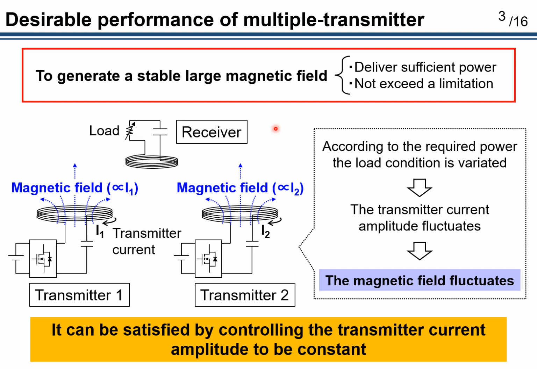Realistically, according to the required power, the load condition varies. Consequently, the transmitter current amplitude fluctuates. Then, the magnetic field also fluctuates. Therefore, this performance can be satisfied by controlling the transmitter current amplitude to be constant.